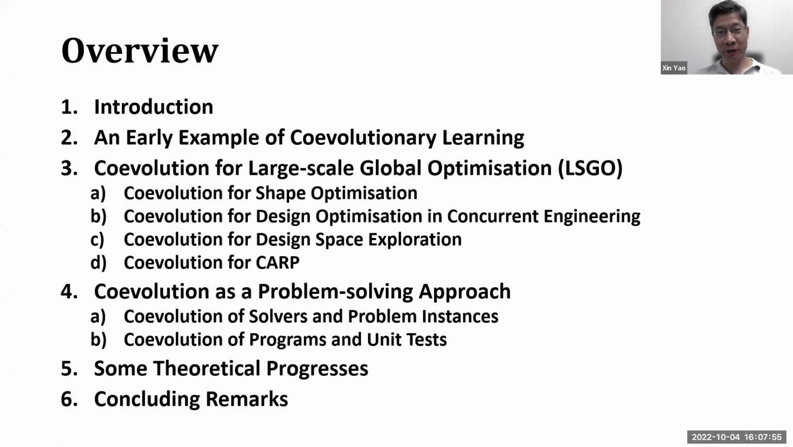So for an overview of the talk, it looks very long, but I'll spend most of my time on the introduction and an early example, really trying to motivate why coevolutionary algorithms and coevolutionary learning is an interesting topic for research, and there's a lot of potential for further research as well. In order to illustrate that, I'm going to give you some examples of using coevolution for optimization. Then I'm going to give you some examples of using coevolution as a generic problem-solving approach. This is actually the title of my talk.